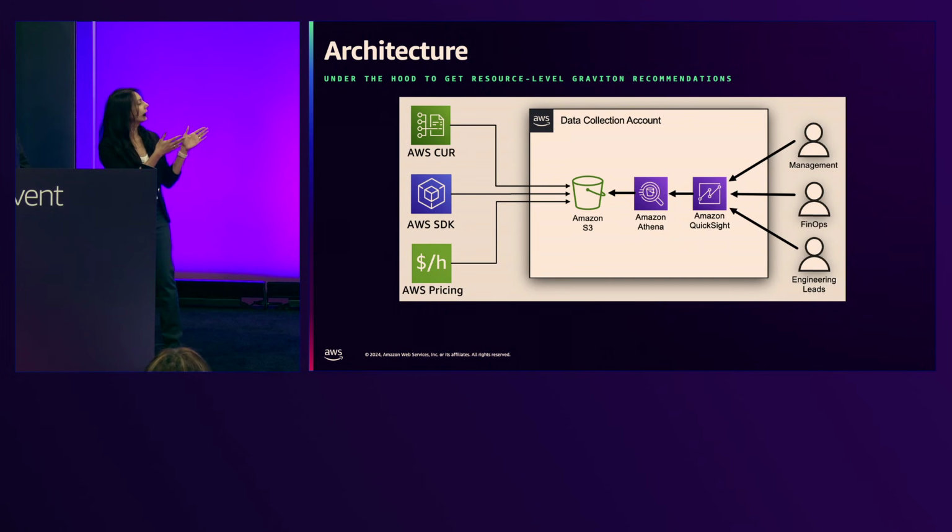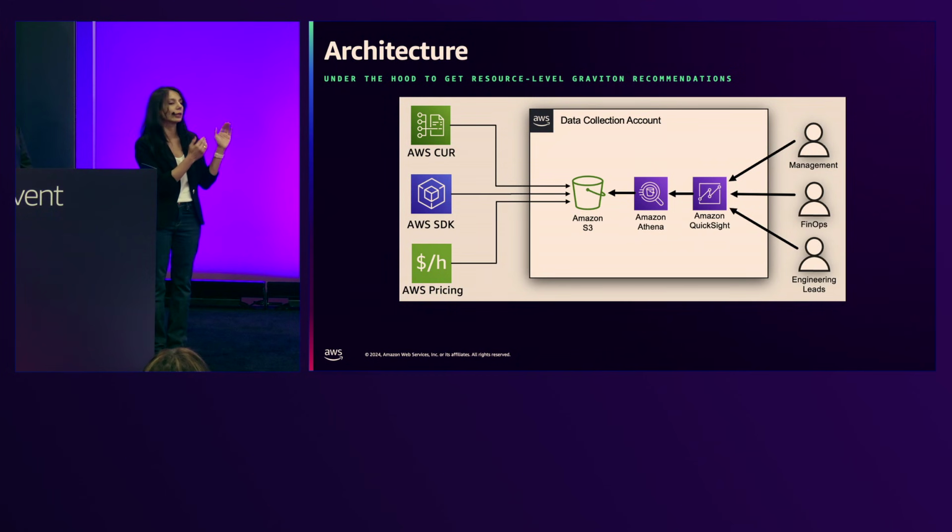In the center here, we have the processing part, which consists of Amazon S3. We use Amazon S3 to store the raw data from the sources. We use Amazon Athena to process the data using different custom tables and views. And finally, we use QuickSight to visualize the highly interactive Graviton Savings Dashboard that you're going to see in a few minutes.